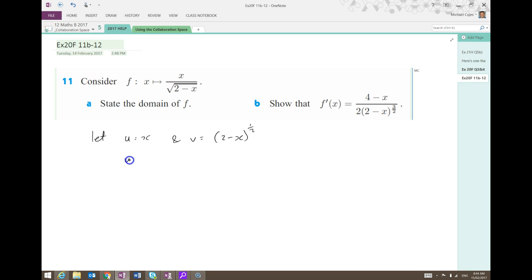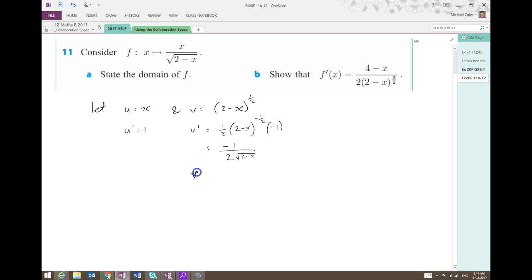We can now find u dash very easily. u dash is just 1. v dash is going to be the derivative of the outside of the brackets, so it's 1/2, whatever's inside the brackets to the negative 1/2. That's 2 minus x inside there. Got to multiply by the derivative of the inside of the brackets, which is negative 1. So v dash ends up being negative 1 over 2 square root of 2 minus x. The negative power means I put it in the denominator, and the half means it's a square root. It's just a little bit easier to work like that. You can keep it in index form if you would rather.